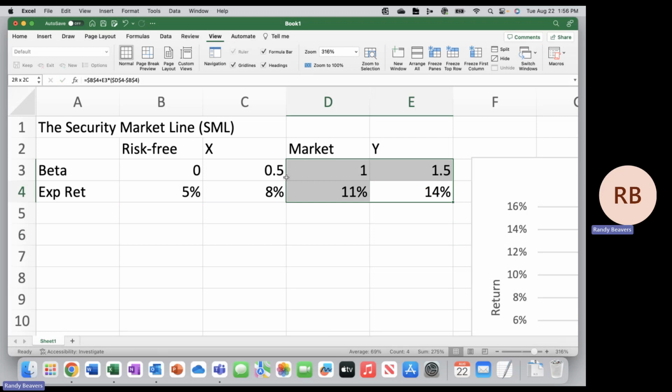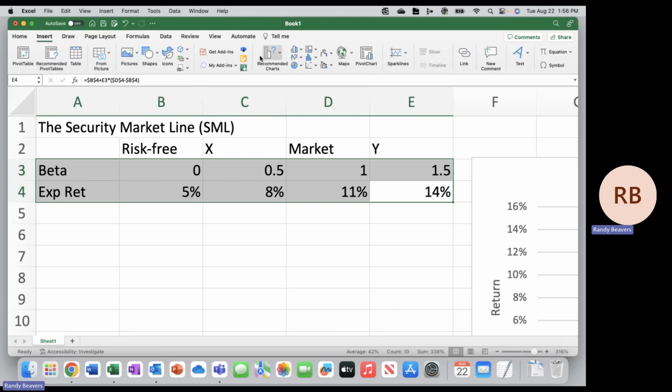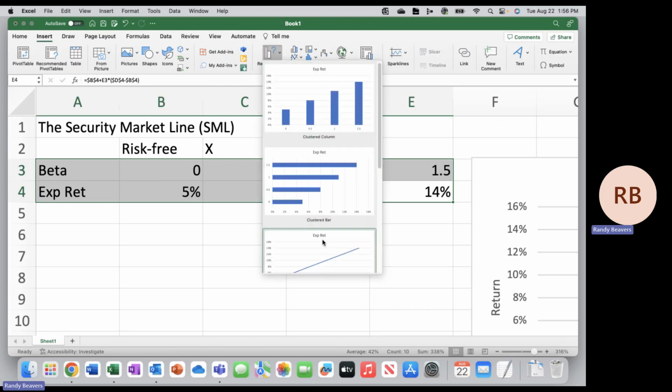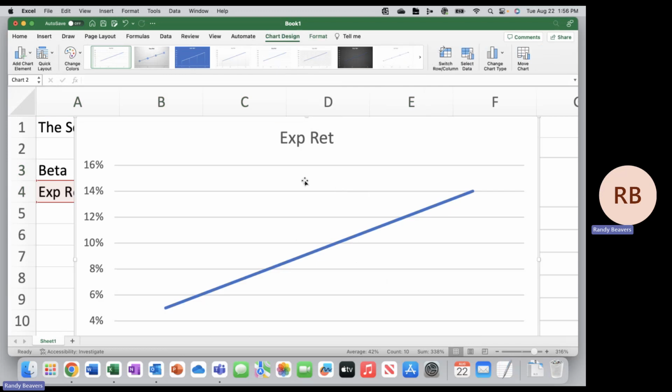So now what we can do to graph this, we'll highlight all the data here. And let's go to Insert. I'll do a recommended chart. And this line chart's a pretty good start. I'm going to change the chart title to be SML.